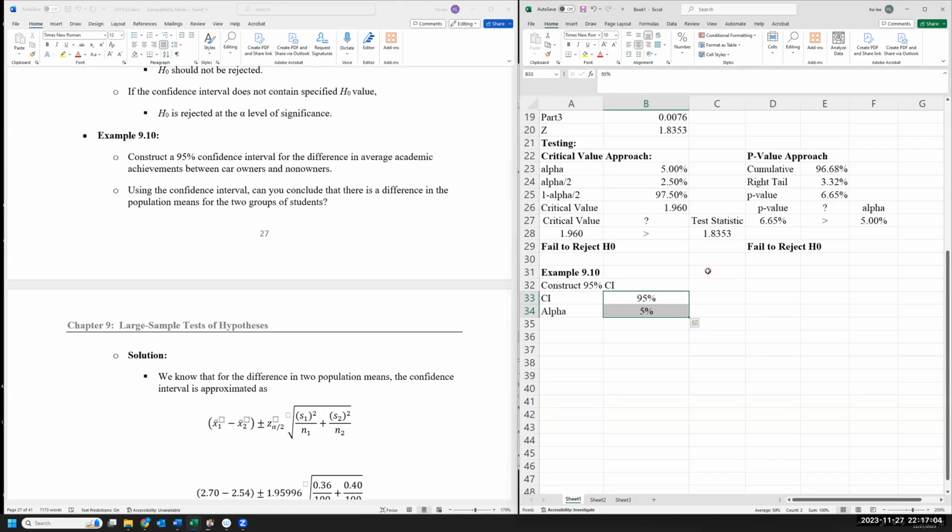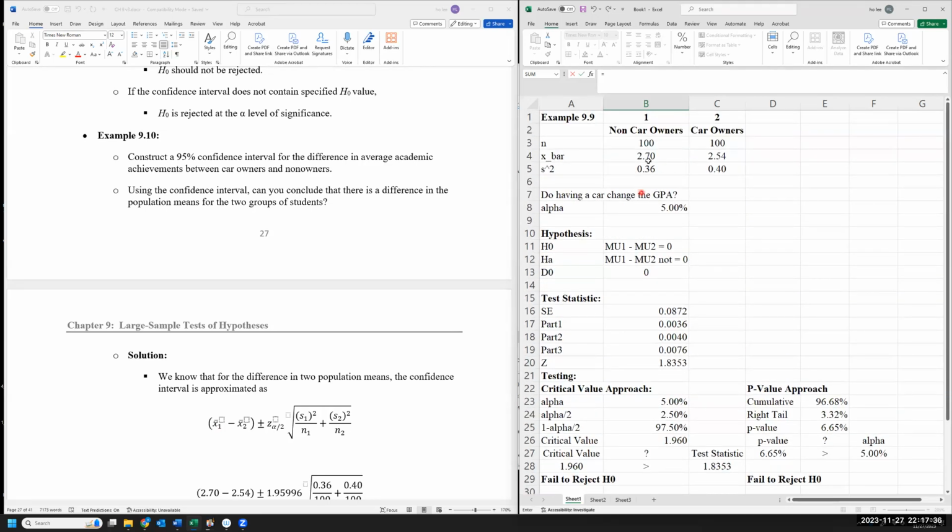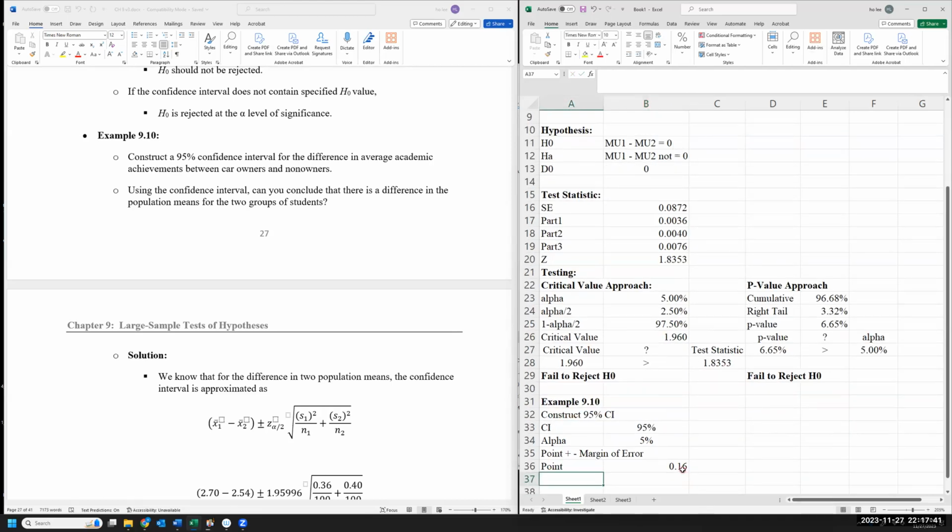To create our confidence interval, it's always the point estimate plus or minus the margin of error. And the formula is right here: our point estimate, plus or minus z of half an alpha times the standard error. This is the margin of error right here. Let's estimate this. The point estimate is just the difference in the sample averages. So let's get the data. It would be non-car owners minus the car owners. That's the point estimate right there.